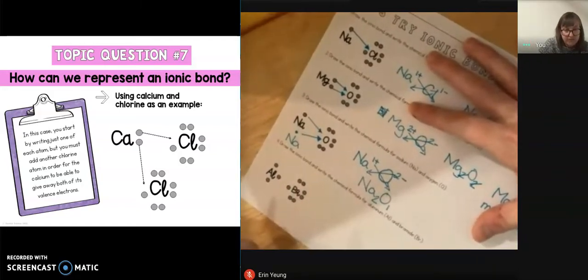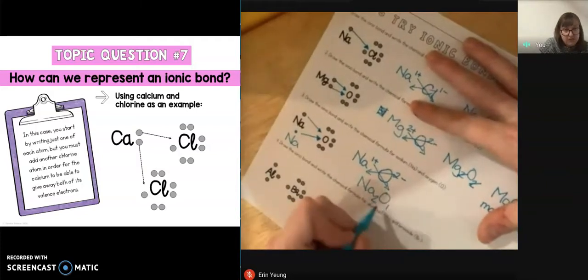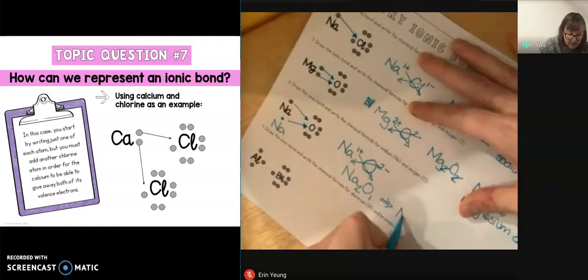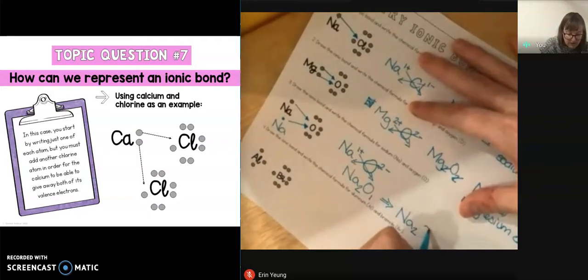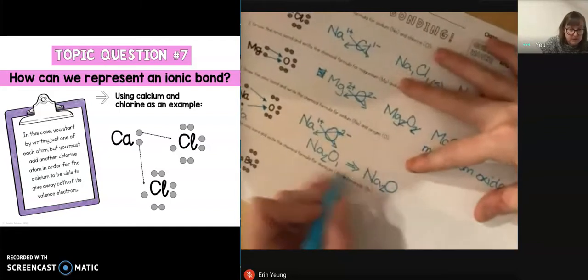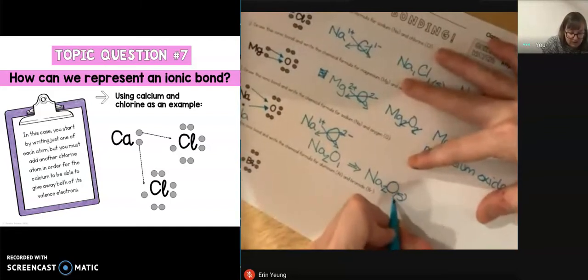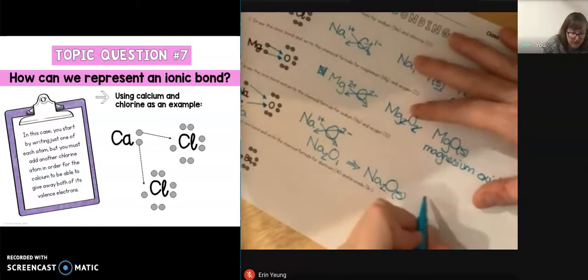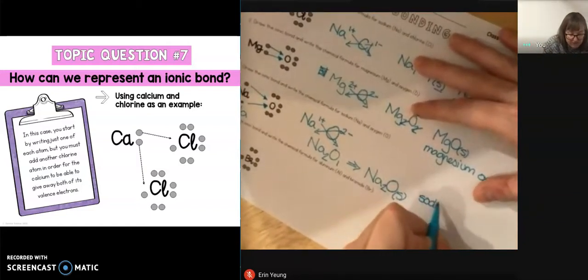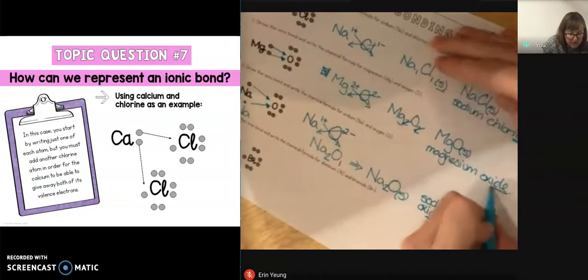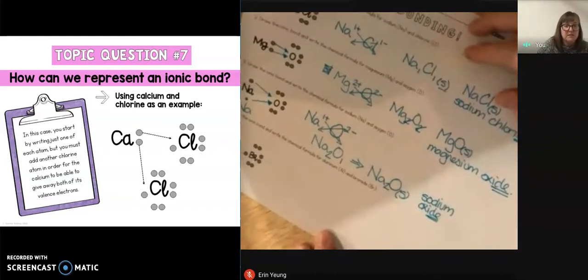Na2O1. You can't cancel these down any further. So you're going to get Na2O. You don't have to write the 1. So then you're going to add solid, because everything's solid at room temperature. That doesn't mean you can't dissolve it in water. It just means it's solid at room temperature. And this is going to be called sodium oxide. As you can see, all of these are ending in IDE.